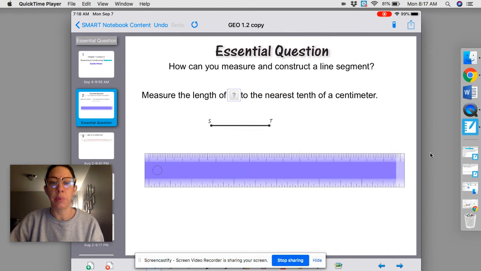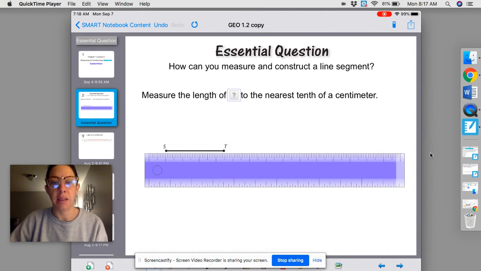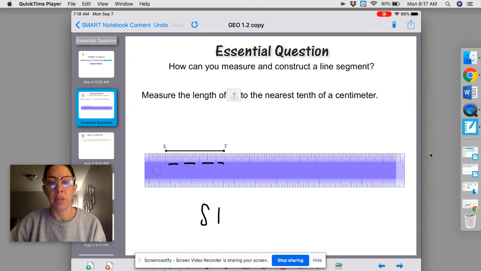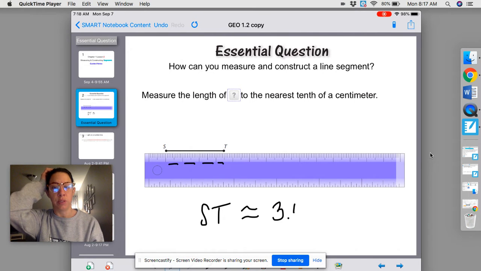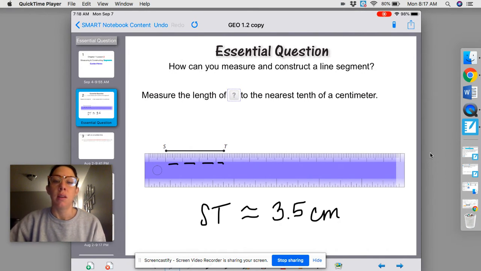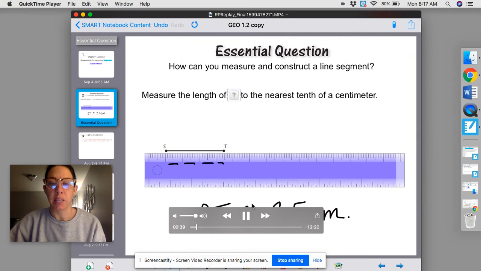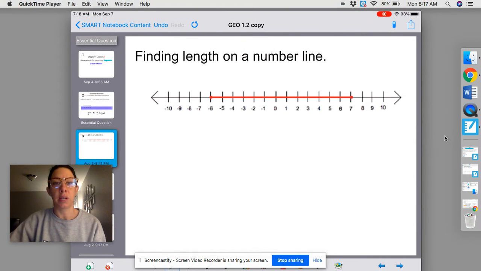Well, this first example is simply by using a ruler. And if you notice, I don't even start segment ST right at the beginning of the ruler. I set it on a nice even increment, and then I just count approximately 3.5 centimeters. So that's one way we're able to do it. And this means approximately when it's just that squiggly equal sign.